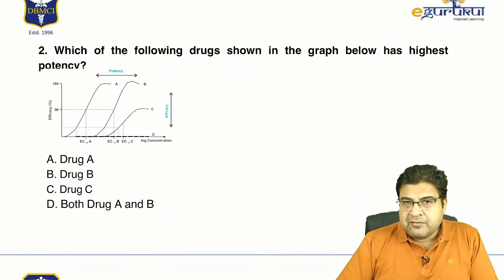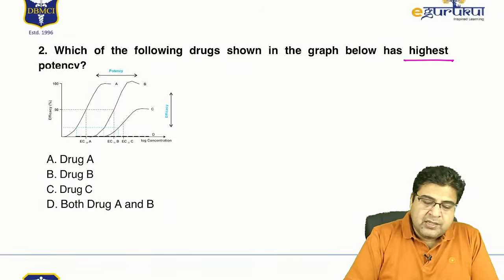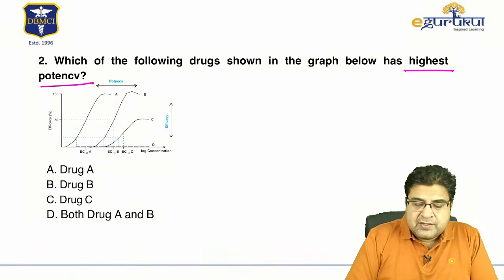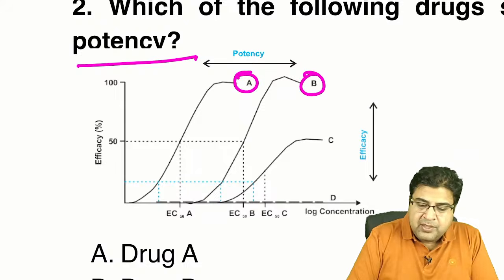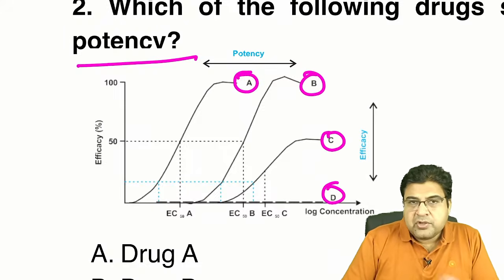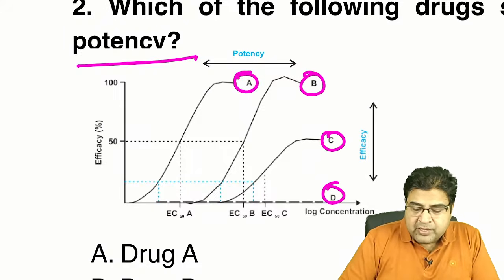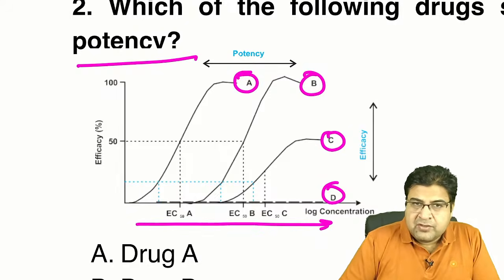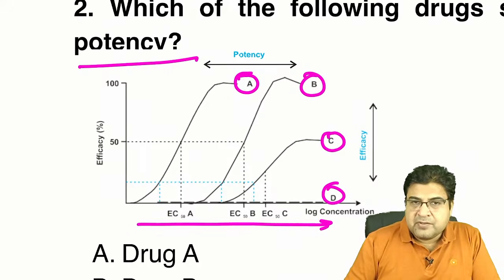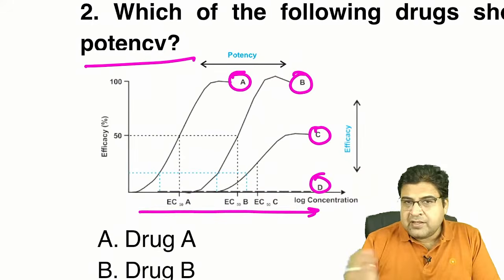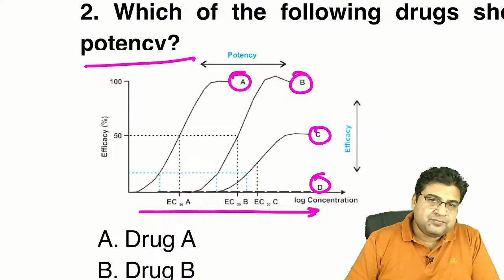Question 2 is from General Pharma. They are asking which drug has the highest potency. So which drug has the highest potency out of all these four medicines A, B, C, D? So guys, potency is calculated on the x-axis. So any DRC which is on the left side is the most potent, and anything that is on the right side is the least potent, right?